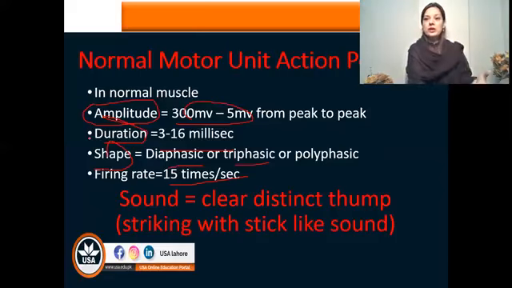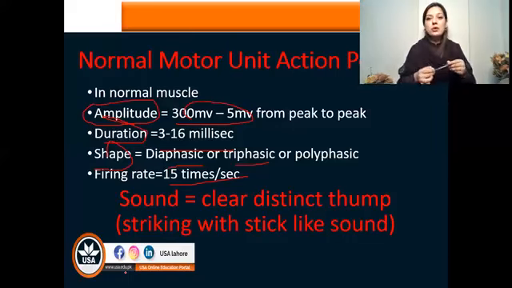If we ask what the auditory signal of a motor unit action potential is, we'll say it is a clear, distinct thump sound, or a striking stick sound. Like if I have a wooden rod and I strike it against something, it gives a sound like this. So this is the sound our normal muscle gives us.